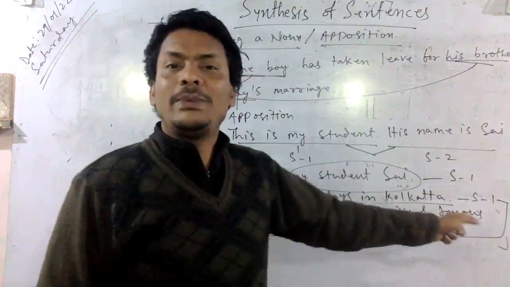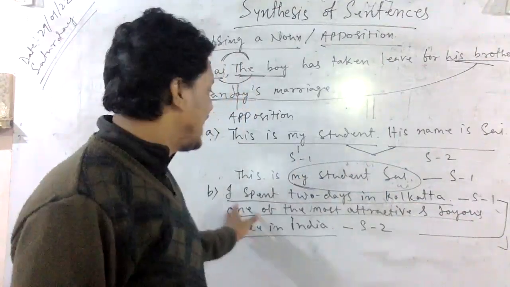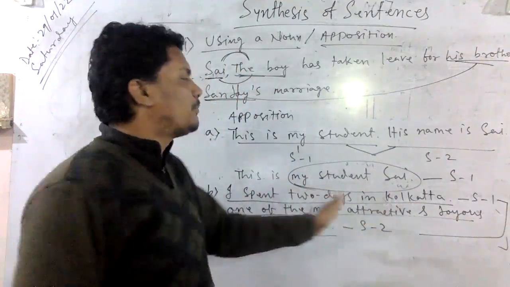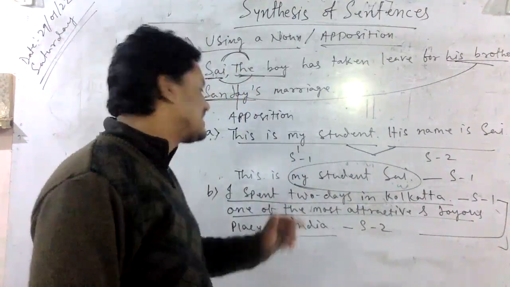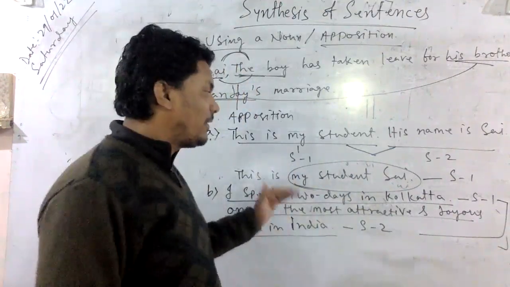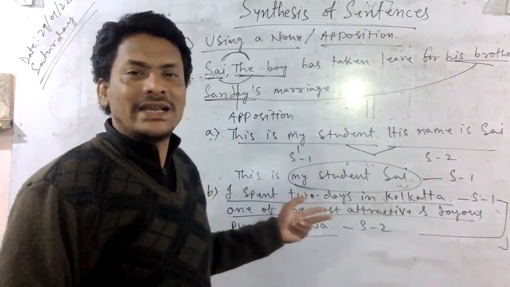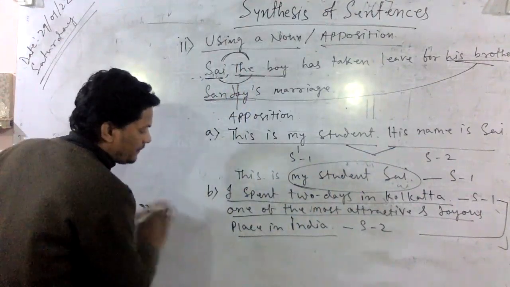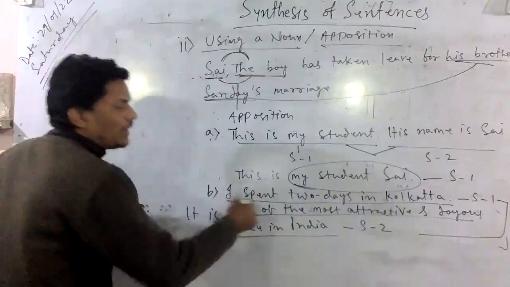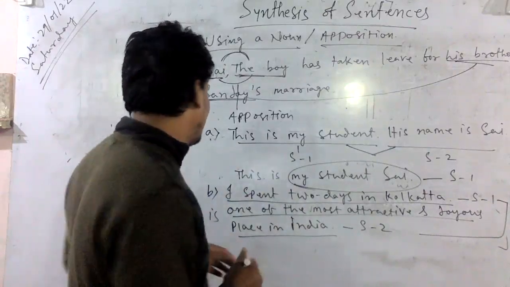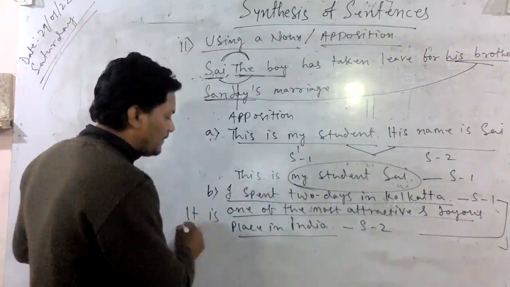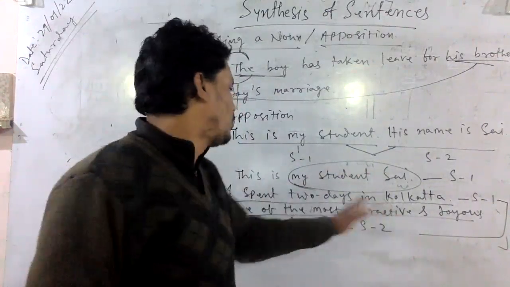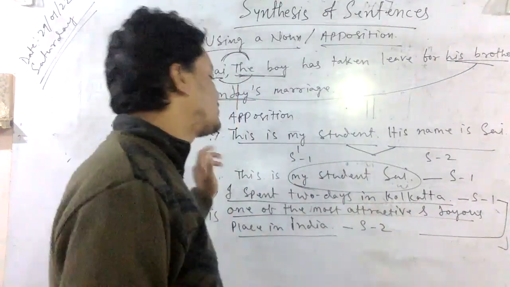One of the most attractive and joyous, right? See, I have already formed it. I spent 2 days in Kolkata, one of the most attractive and joyous place in India, right? So if I want to make it two sentences, it is one of the most attractive and joyous place in India. So instead of placing it, I have simply written the answer, right? So I spent 2 days in Kolkata, one of the most attractive and joyous place in India.